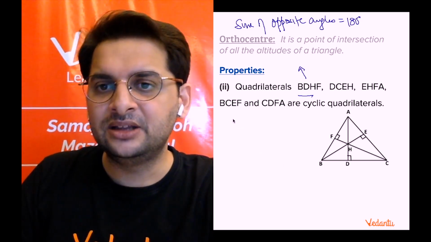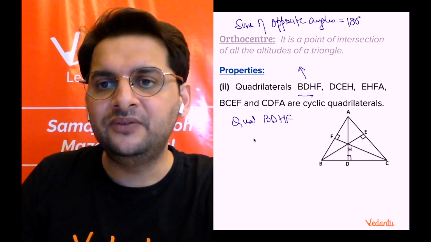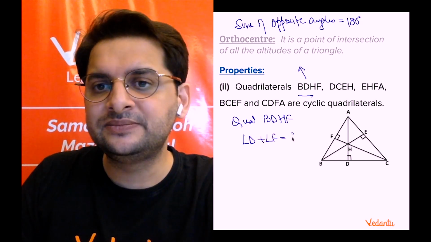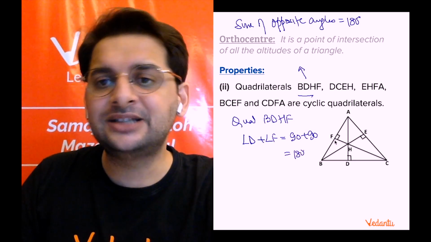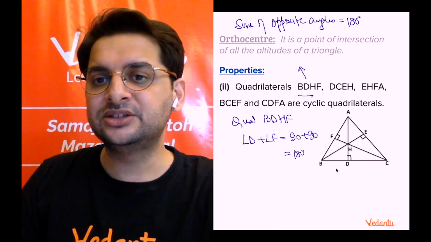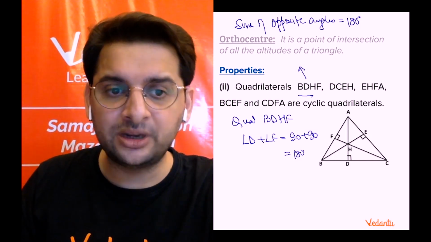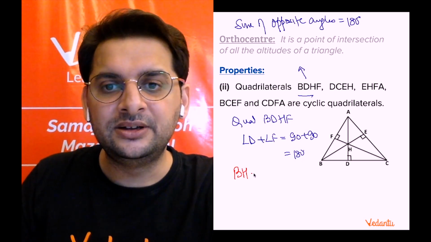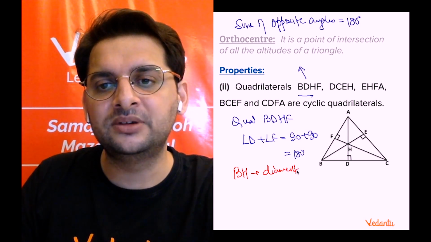So if we consider the quadrilateral BDHF, we can see that angle D plus angle F, they're both 90 degrees and whose sum is 180 degrees. So since the sum of two opposite angles of a quadrilateral is 180 degrees, can I say BDHF is a cyclic quadrilateral? And more importantly, BH is also the diameter of the cyclic quadrilateral. BH will also be the diameter of the circle thus formed.